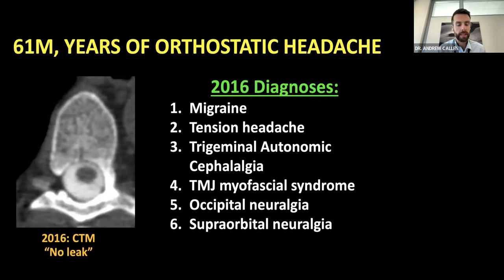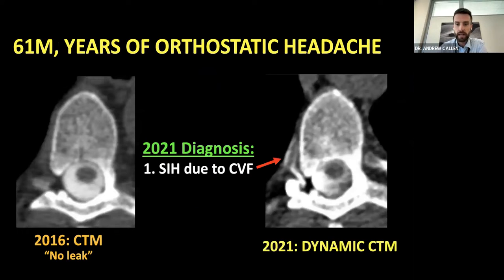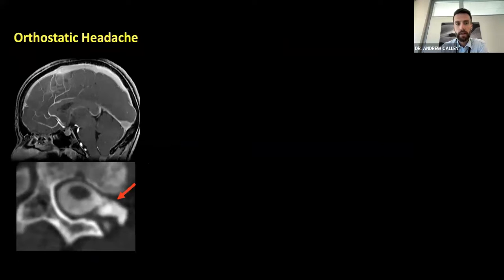This is one of my patients who in 2016 had a routine CT myelogram, which showed no evidence of a CSF leak, and was ascribed these 6 diagnoses to account for his symptoms. None of those were correct. He had a CSF venous fistula, but we just didn't have the appropriate test to find that. Here is a dynamic decubitus CTM showing a CSF venous fistula at that very level.